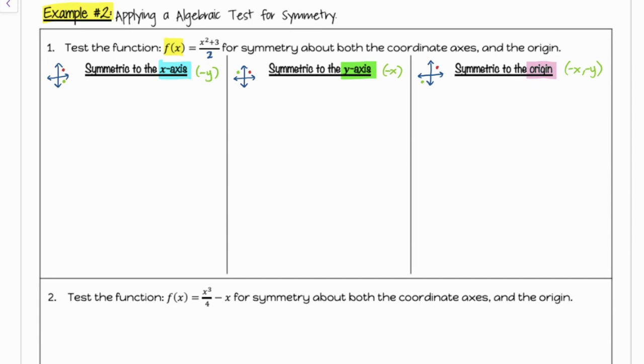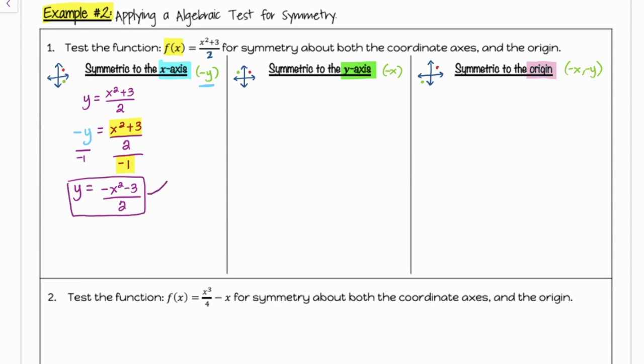Now what we want to start off doing is rewriting our f of x function in terms of y equals. So there's my original function. According to the algebraic test, if I have symmetry to the x-axis, what I'm going to change is the y to a -y. Everything else stays the same. And what I'm going to do is simplify and solve for y. So I'm going to divide by -1. When I divide by -1, a trick is that all my signs for the numerator are going to change. This is what I get.